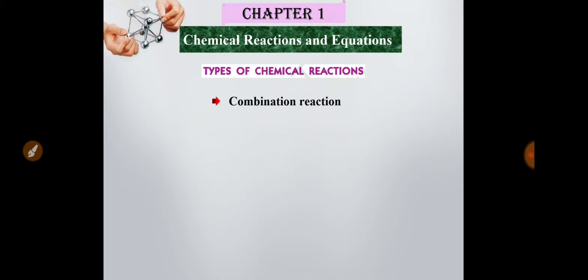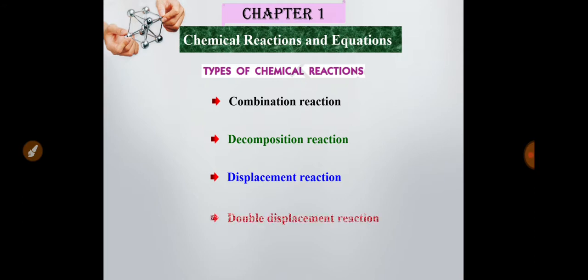First one is combination reaction. Second one is decomposition reaction. Third one is displacement reaction. Fourth one is double displacement reaction. And the fifth and last one is oxidation and reduction reaction, which is also called redox reaction.